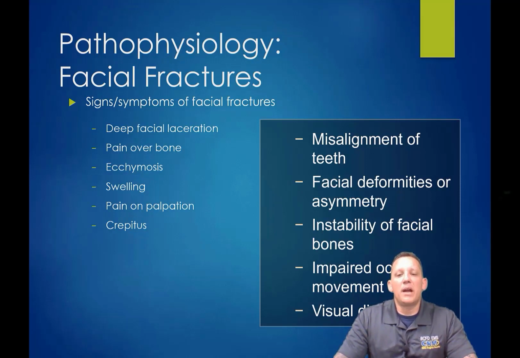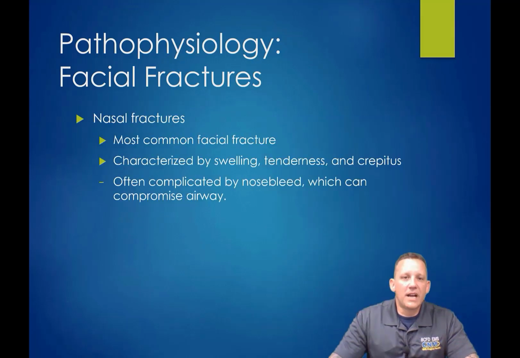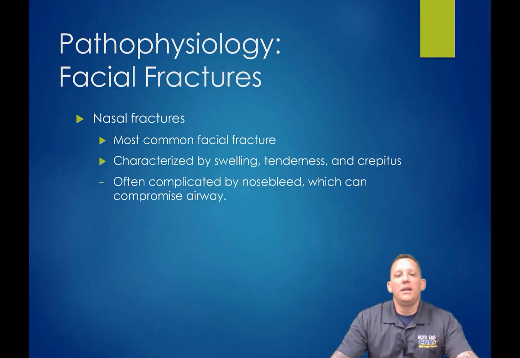And if we had any kind of impaired ocular movement, like if the eyes are unable to look to the right or something like that, or we have some visual disturbance because there's a lot of swelling and pressure being placed on the eye, those are all cues that we have something going on around the orbit. Nasal fractures are the most common facial fracture, and that's usually the cartilage being separated from the nasal bone. This is often accompanied with swelling, tenderness, and crepitus, and it can be complicated by nosebleeds, which can compromise the airway. If you guys remember, we were talking about bleeds earlier in a previous lecture.